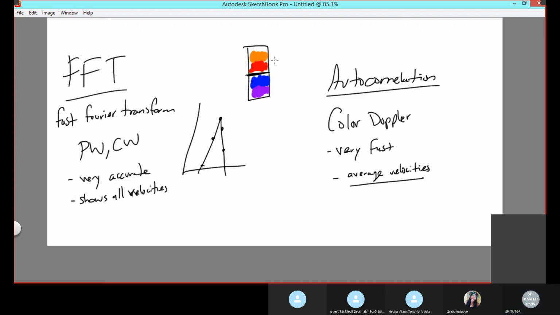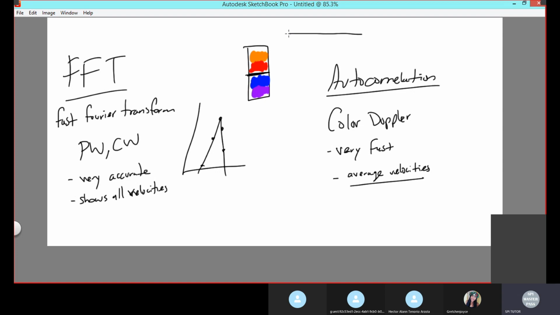Now, how slow is red? Or how fast is orange? We don't know. You cannot tell me how slow red is. You can only tell me that red is slower than orange, or that orange is faster than red. But where are you giving me a velocity? Where are you giving me a number? It's all relative. This one is slow and this one is fast. That is why autocorrelation is not the one that's accurate. Okay, it's grouping velocities together.